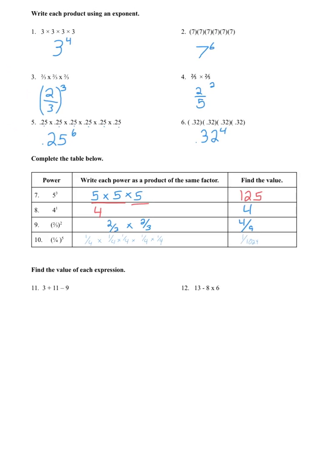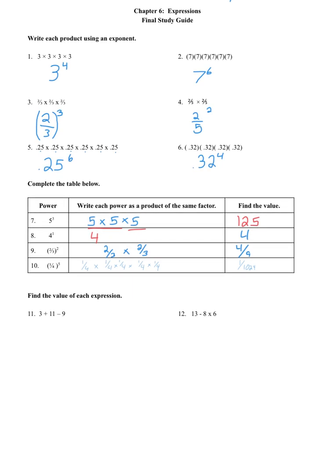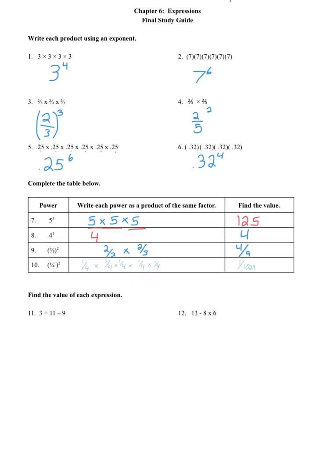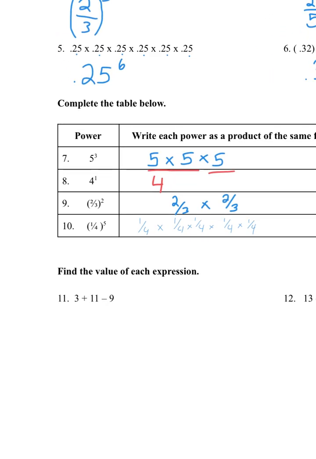But that is the exponent section. Take a look at how you did. Correct anything that needs to be corrected. Looking at the next section, we are finding values of each expression. So we are using order of operations. Look at number 11. 3 plus 11 is 14. And you subtract 9, you're going to be at 5. That is your answer.